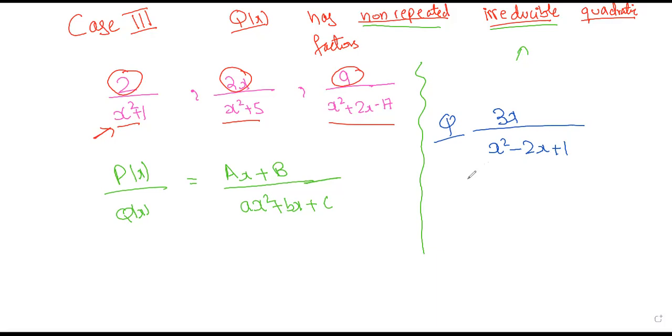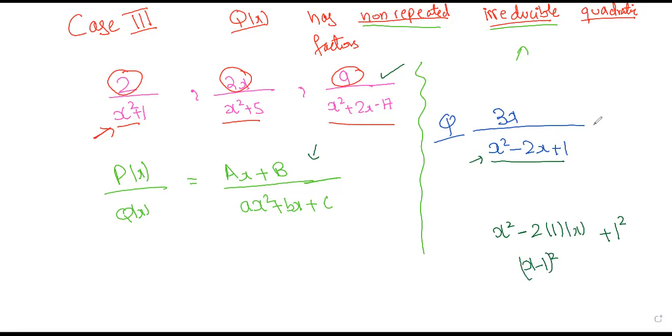Yes, your approach was very correct. Initially, you should try if you can reduce it, if you can factorize it. And if you are not able to factorize it, then you would be going with this choice, that it is a non-repeated irreducible factor. But in this case, if you look at this carefully, what is this? Isn't this x square minus 2 into 1 into x plus 1 square? Isn't it that formula? So don't you think it is x minus 1 square, right?